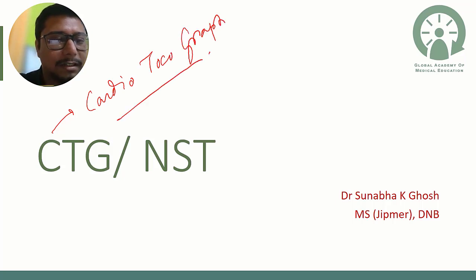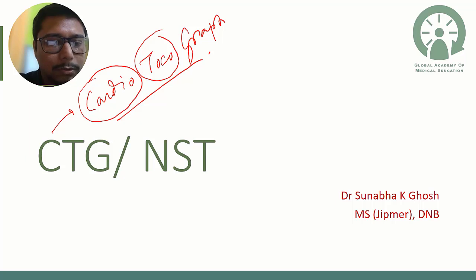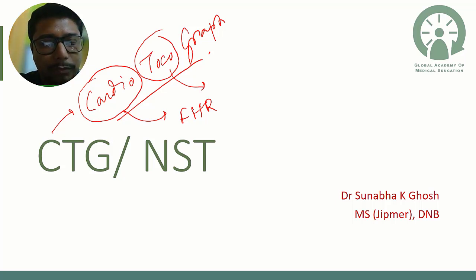Now the technique is known as graphy and the machine is known as gram, but the paper, the plot that has been shown to you, is the cardiotocograph. So it has two components: one is the cardio and another is the toco. Cardio means heart, so this is basically fetal heart rate tracing. And toco is related to pressure. Pressure is basically uterine contractions.